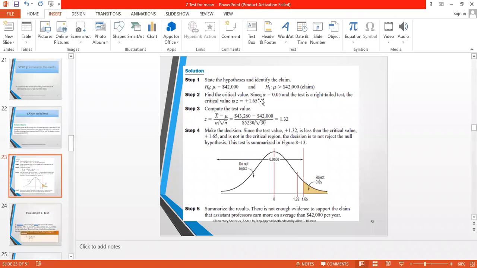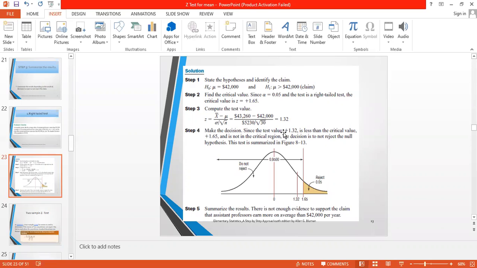Because the level of significance given is 0.05 and the test is a right tail test, 0.05 is the 95% confidence interval, and at the 95% confidence interval, the value is plus 1.65. So our critical value is plus 1.65. This is our formula. This is the sample mean, this is the population mean, and this is the standard error. The result obtained is 1.32, which is our z-score.